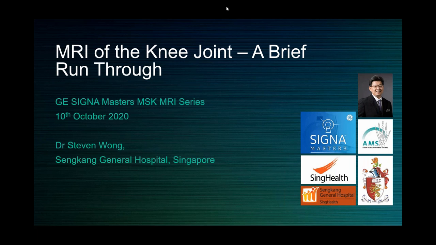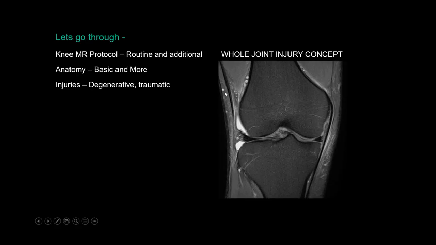So without further ado, let's go through. I'll be talking about MRI of the knee joint, a very brief run through. These are my disclosures. Okay, so we need to remember that the knee is a huge joint with three main compartments, right? And we should keep in mind that whatever happens in one part of the joint will affect the other parts of the joint as well.